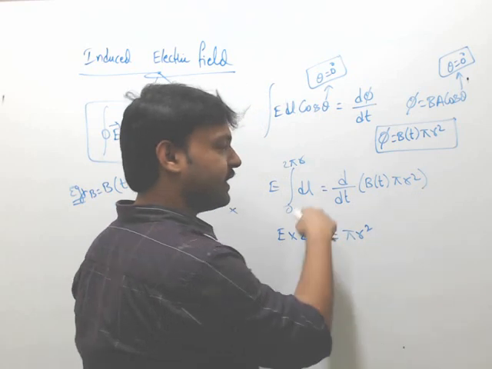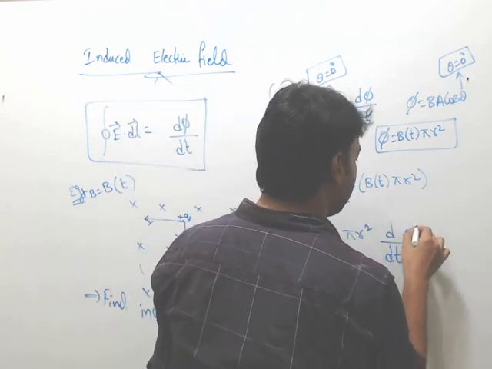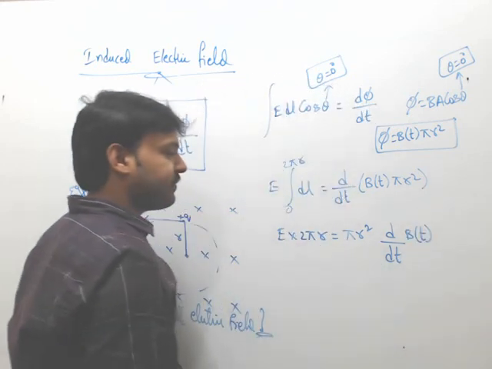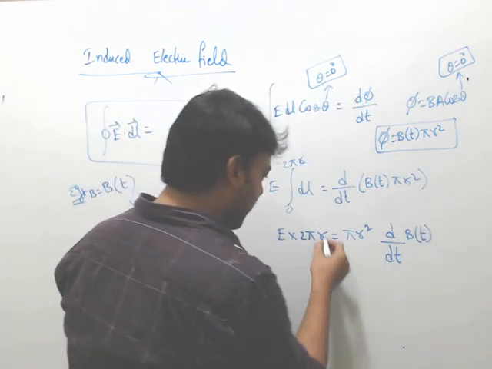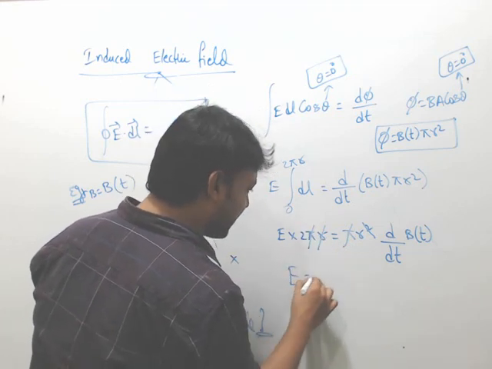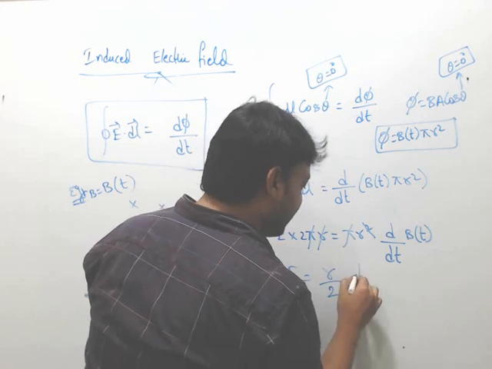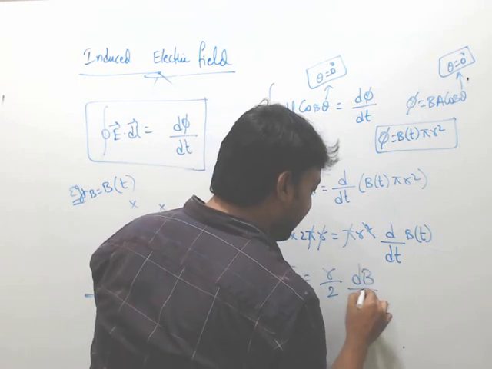Pi r square, throw it out of the differentiation. Now what you have to do? d by dt of B of t. Right? Clear about the point? Now one r cancelled and pi cancelled. So finally the induced electric field equals, one r is there, so r by 2, into dB by dt.